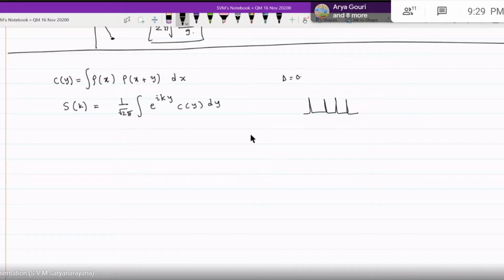Correct? So if you have, that means you are having delta of x minus na, sum over n equal to 1 to infinity or something. So this will be your impulse train, maybe with a constant rho naught. This is a Dirac comb if your delta is equal to 0.